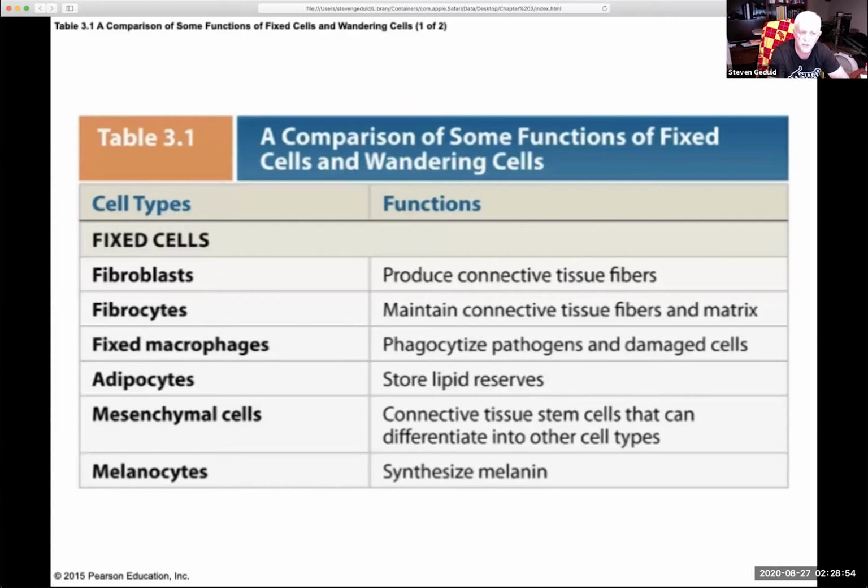Fibroblasts produce connective tissue fibers. Fibrocytes maintain connective tissue fibers once they're produced. Fixed macrophages phagocytize pathogens and damaged cells. They eat and dissolve them, like the lysosomes and the peroxisomes. Okay? They phagocytize, which just means dissolve pathogens and damaged cells. Adipocytes are your fat storage, your lipids. Mesenchymal cells are stem cells for your connective tissue. They differentiate into the different cell types needed in the connective tissue. And melanocytes synthesize melanin, which controls your skin color, your pigmentation.